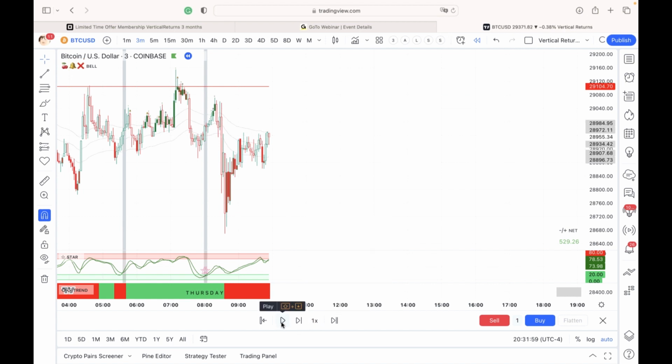Down here, when I see the bell, I'm going to press buy. When I see the X, I'm going to press sell. I can press buy as many times as I want, so I can buy at different bells and then sell. When I sell, does it sell everything? Yes, it'll close up all the positions, or you can press flatten to sell everything immediately.